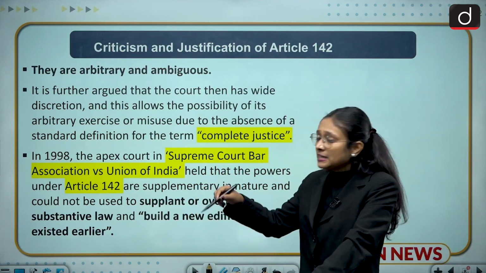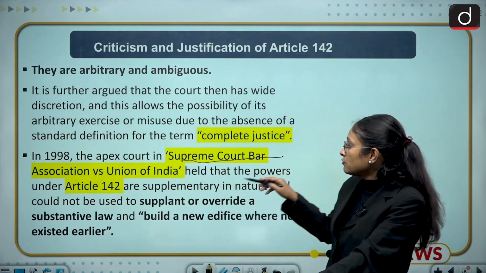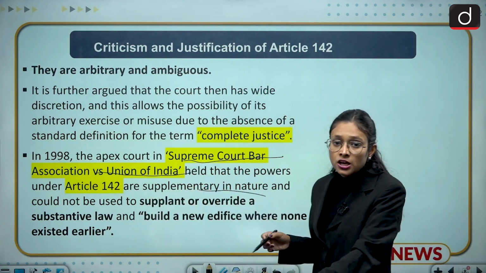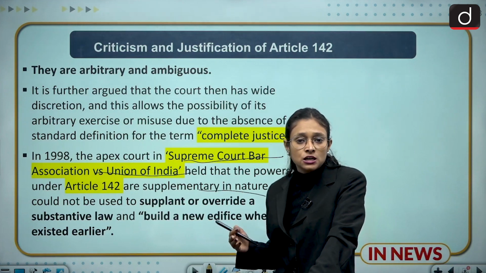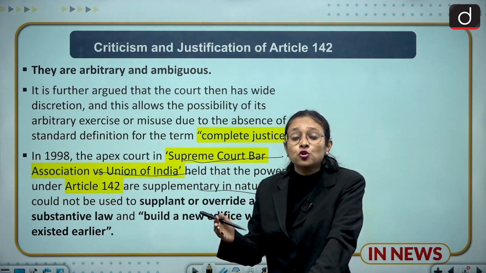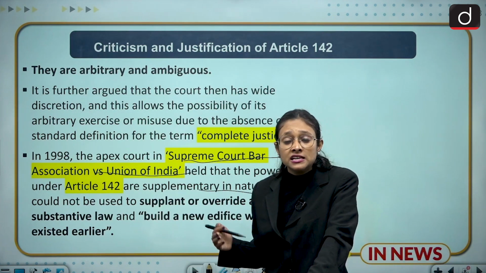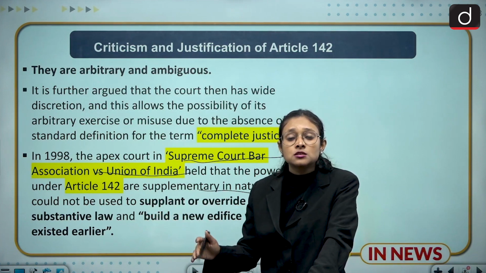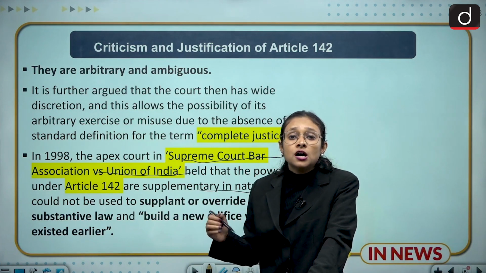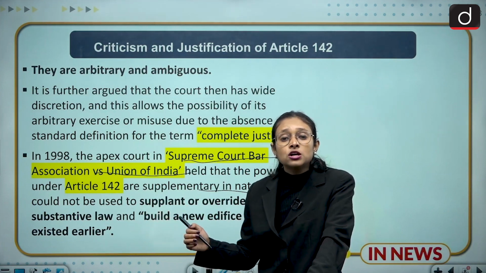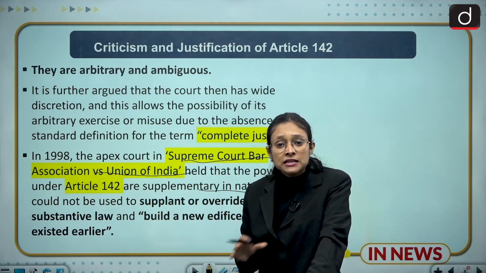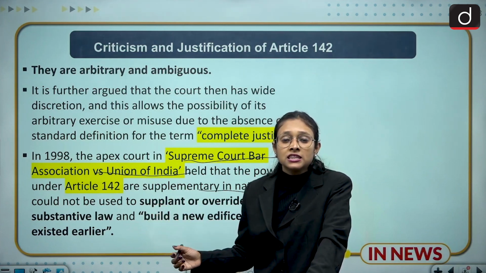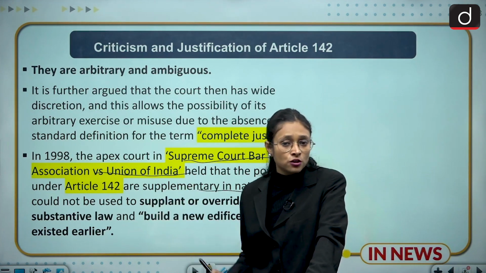So in 1998, the apex court in the Supreme Court Bar Association versus Union of India held that the powers under Article 142 are supplementary in nature. It means that whatever powers are provided under Article 142 of the Indian Constitution are supplementary in nature, they will not override the substantive power, and there are no hidden intentions behind exercising Article 142 of the Indian Constitution. It is solely for complete justice. It is solely to provide justice to the victim, to remedy whatever injustices happen to the people, in order to give equal justice, in order to give complete justice. This particular exercise has been done. So it is not for any personal means, not for any political means, and there are no indirect methods applicable to this Article 142 of the Indian Constitution.